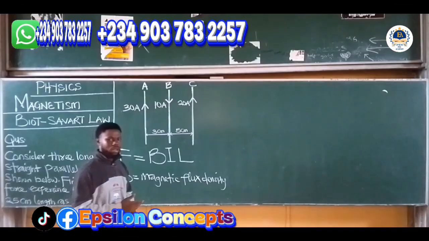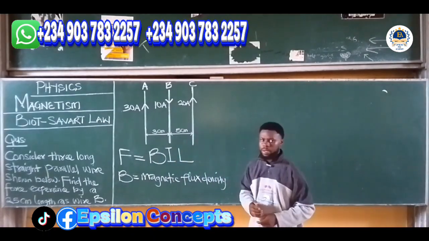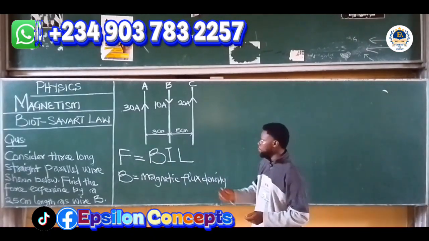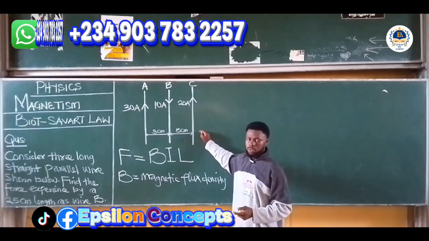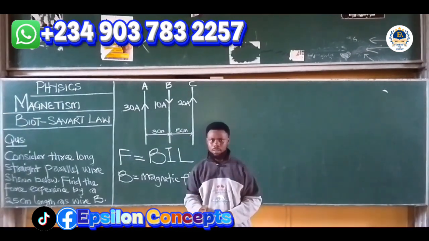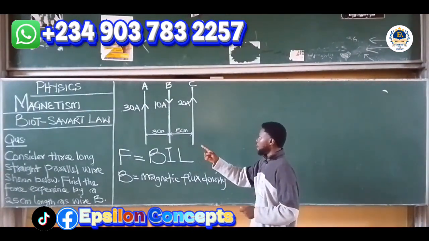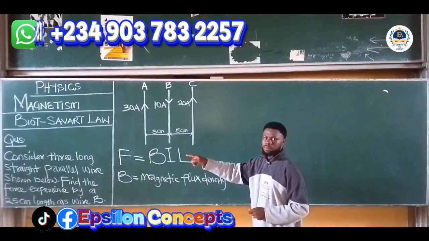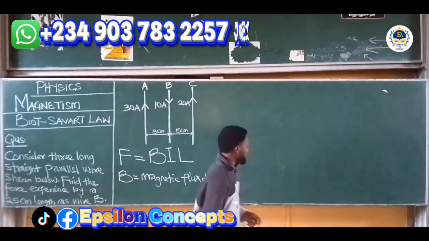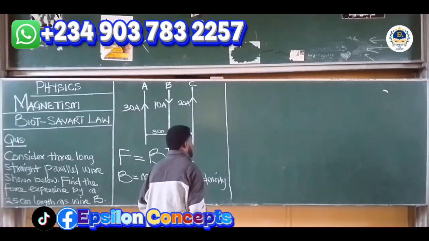At this point, we cannot calculate the force experienced without knowing the magnetic field produced by wire A and wire C at B. So the first thing we have to determine is the magnetic field produced by wire A at B and wire C at B. To do this, let's record this formula.